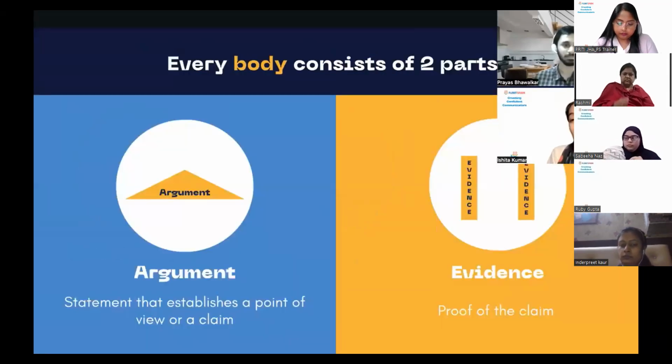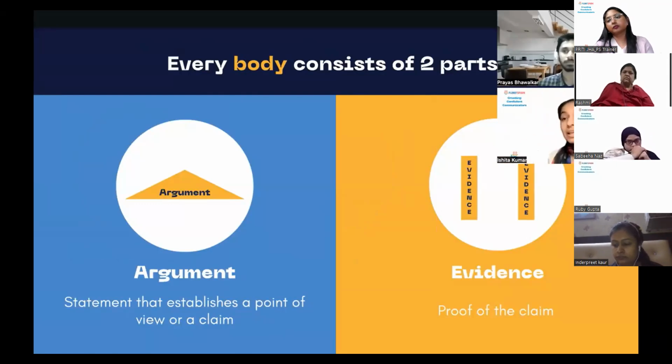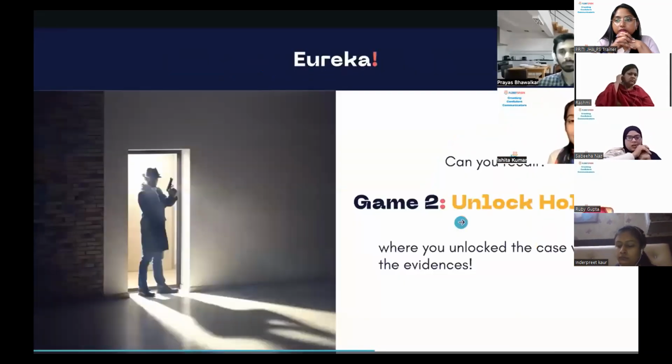Yes. So the first piece over there in Unlock Homes, where you were reading a sentence out loud, that was the argument. Can you tell me what is an argument? It's written right over here. Statement that establishes a point of view or a claim. Right, like your claim, or the statement that you want to convey or you want people to get convinced on. And with that argument, we have to always give it evidence, right? Which you were also trying to identify in the Unlock Homes game. You provide a proof, right?